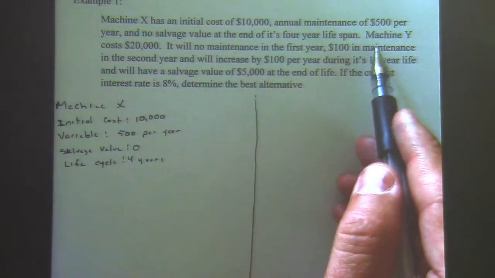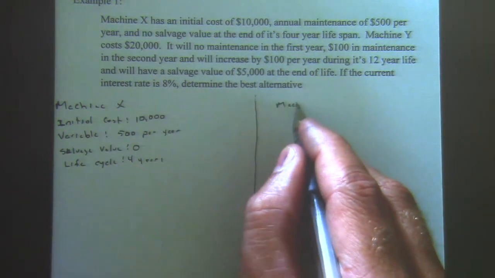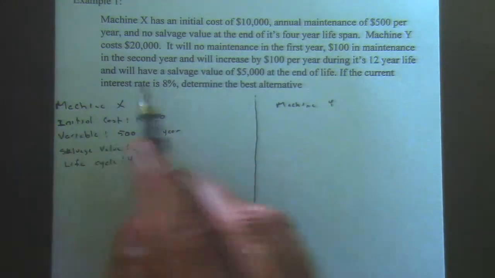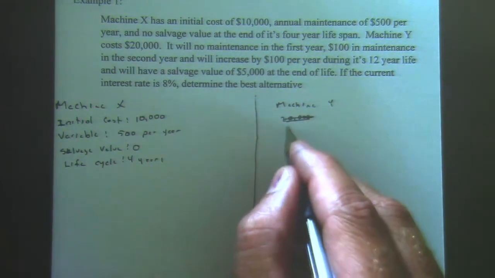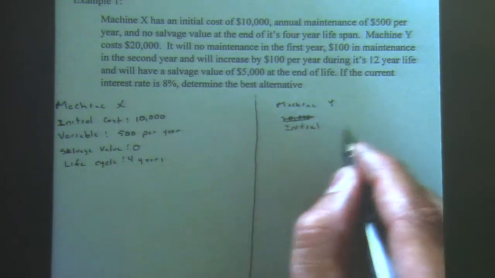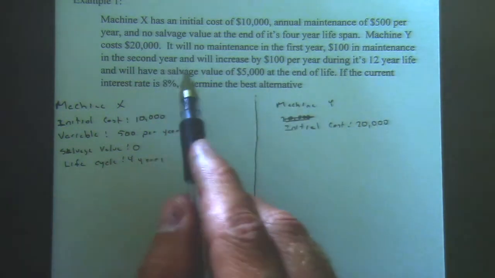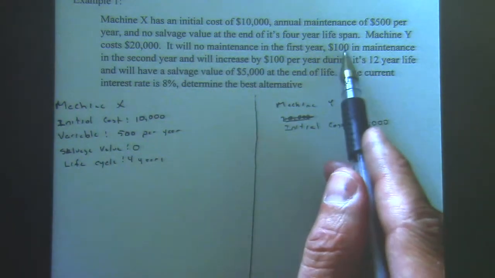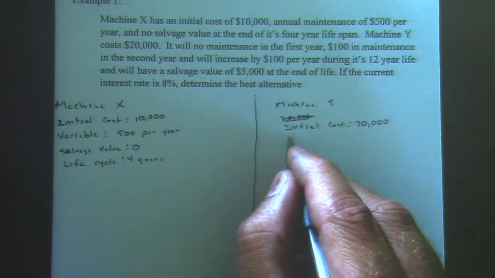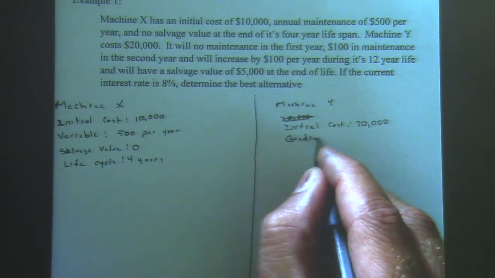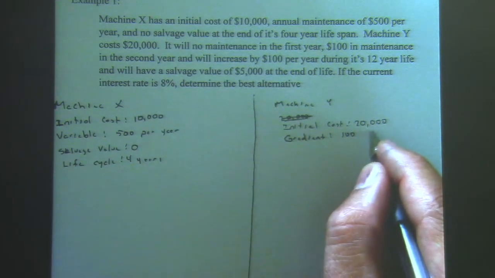So we see that the other alternative is to purchase machine Y. So machine Y has a $20,000 initial cost. Let me write it out in the same format as I did, of $20,000. We have no maintenance cost the first year, but a gradient starting at the beginning of the second year. So this means that we have a gradient of $100 per year starting in the second year.